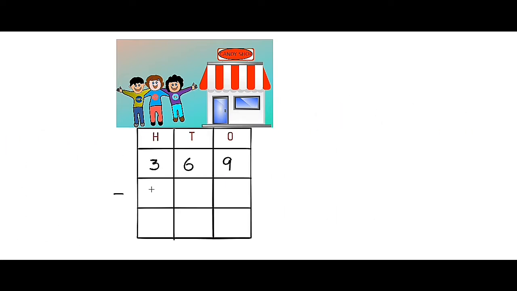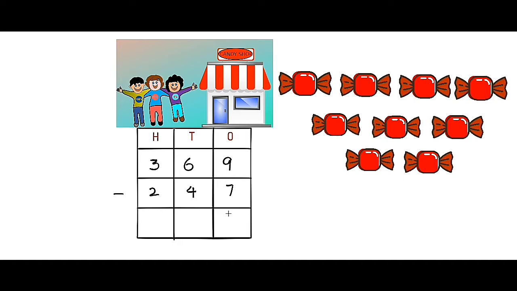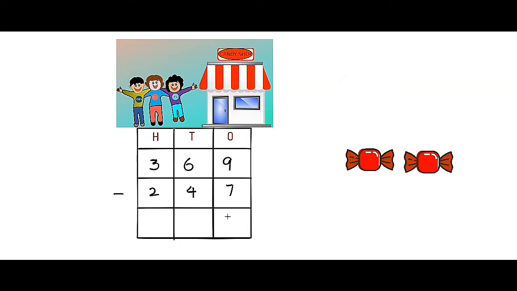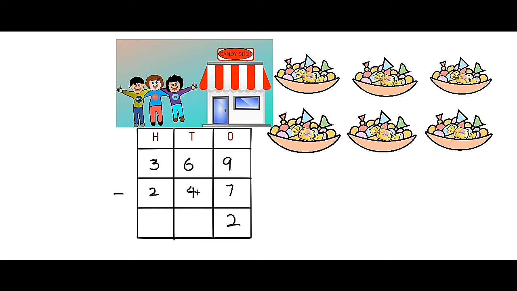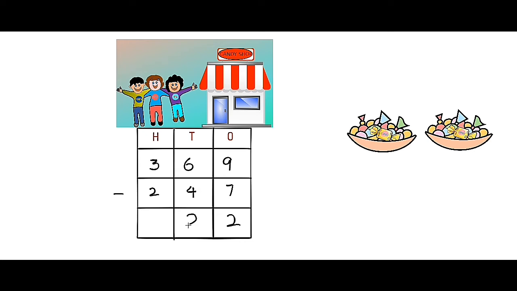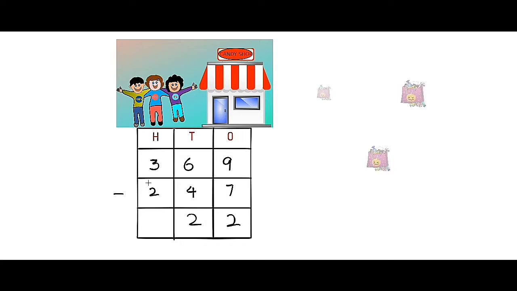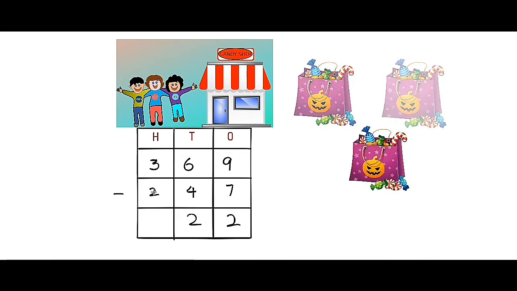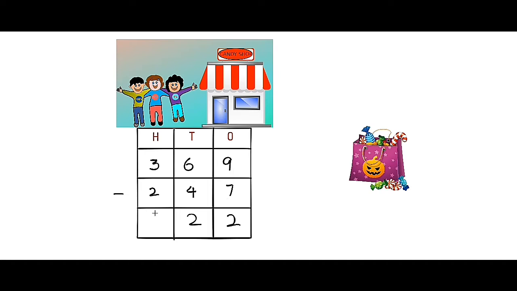The next day, hundreds opened his shop. Let's go to ones' shop once again. He had 9 candies and there were 7 customers. So after selling 7 candies to them, the candies left with him were 2. Tens had 6 bowls of candies and he sold 4 bowls and he had 2 bowls remaining. Hundreds had 3 bags of candies. He sold 2 bags and 1 bag remained with him.